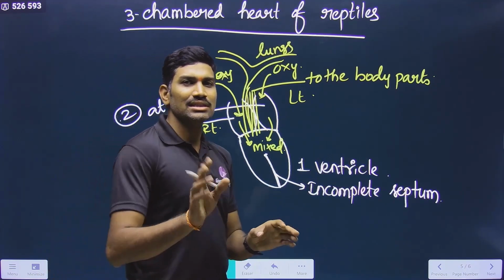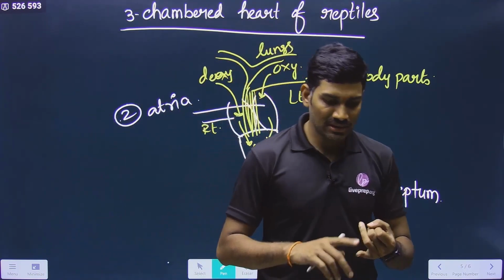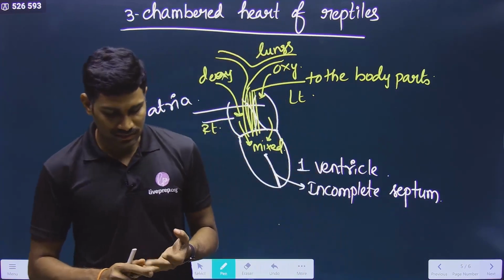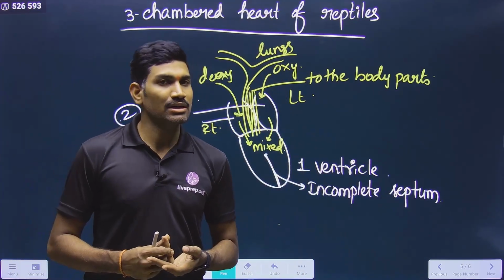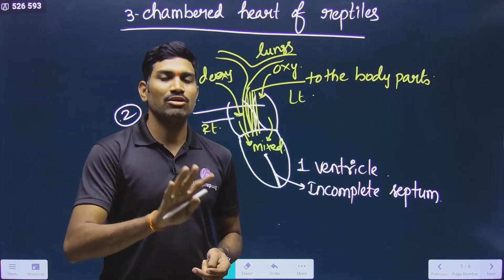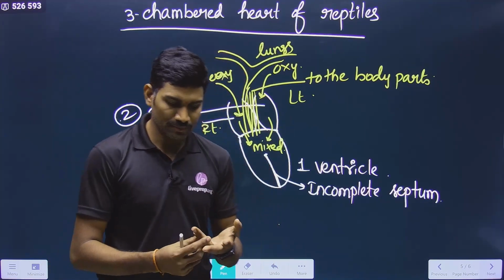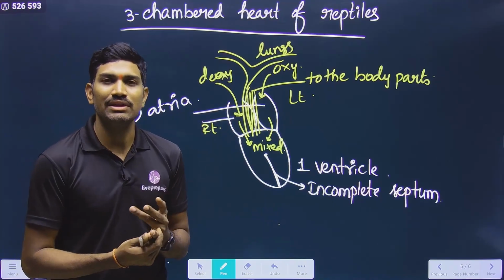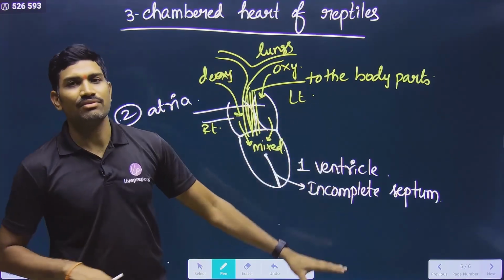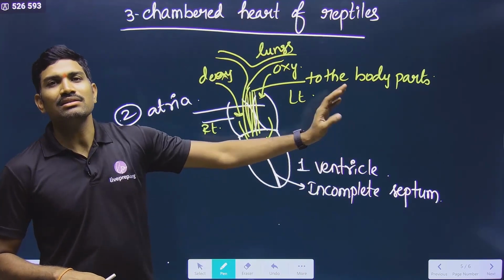So the three-chambered heart is present in amphibians and reptiles, but not in crocodiles. Clear? Crocodiles originally come under reptiles, but they do not follow this; they come under the next group. Now what type of circulation are we observing? Incomplete double circulation. That is the information regarding this three-chambered heart.